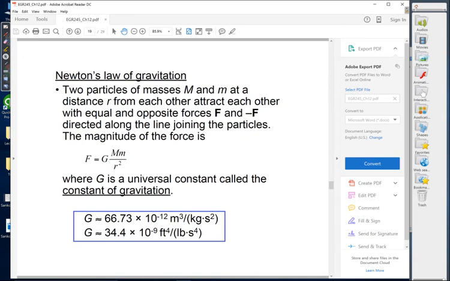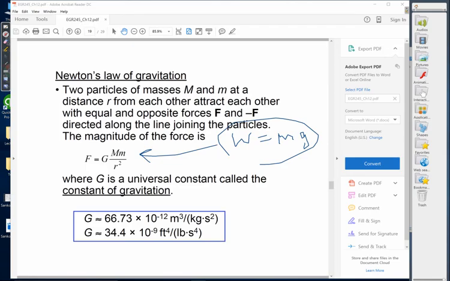Universal meaning it's constant, right? It's the same anywhere in the universe. And G can be found to have the value shown here. On the top is in SI units, on the bottom is in US units. So it's a very important constant. And we actually use this law of gravitation a lot. When we calculate the weight of an object, we say weight is equal to mass times acceleration due to gravity, right? Well, that is actually a special form of Newton's law of gravitation.